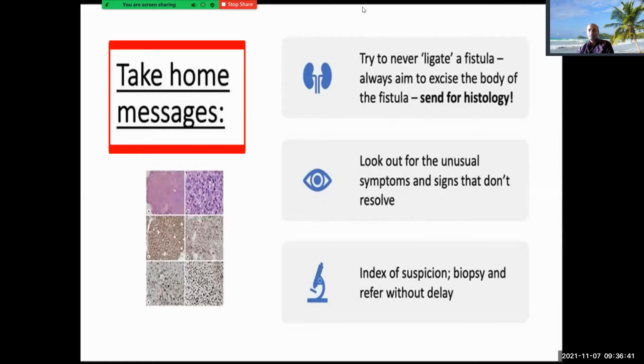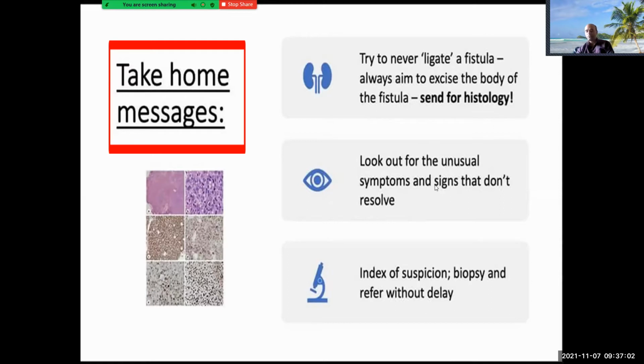Take-home message: try to never ligate any fistula. Always aim to excise the body of the fistula and send it for histology. If any fistula will be ligated, especially a chronic fistula with aneurysmal dilation, please take the body of the fistula and send it by vascular to histopathology.